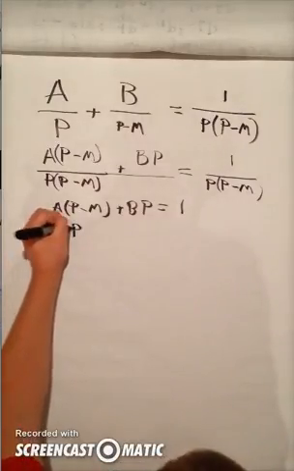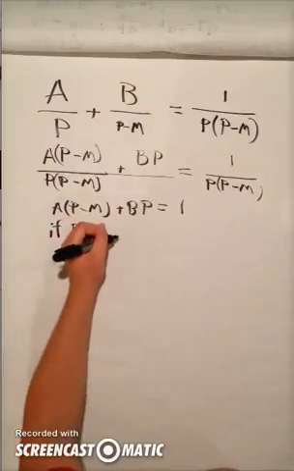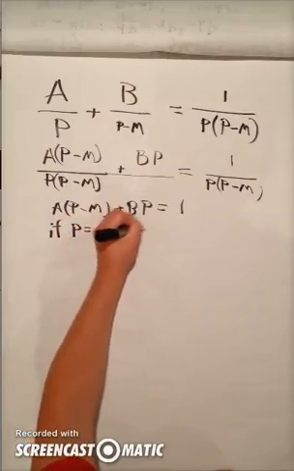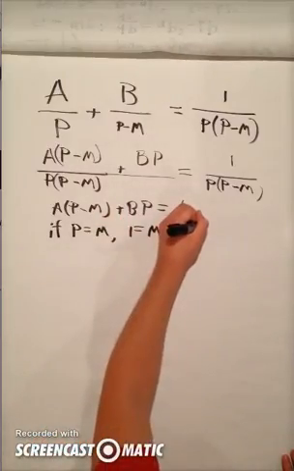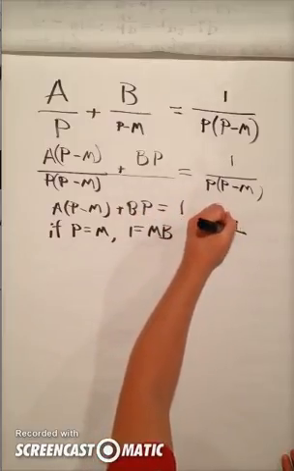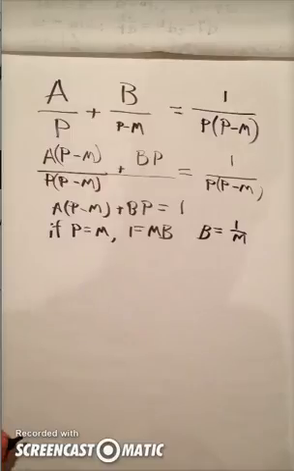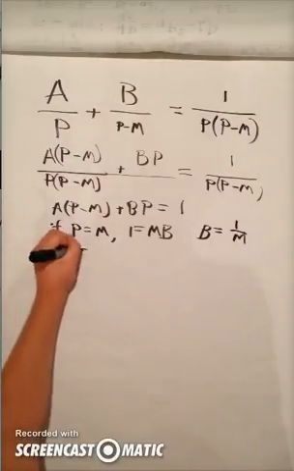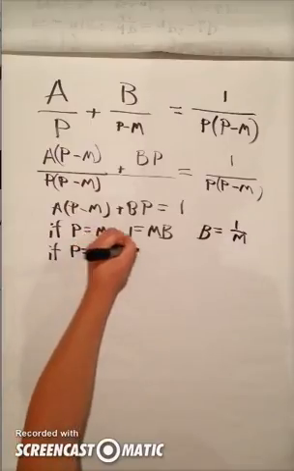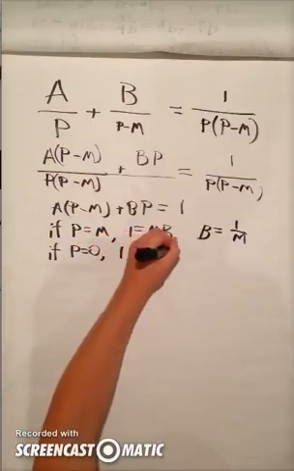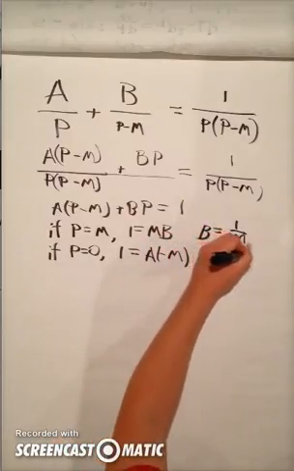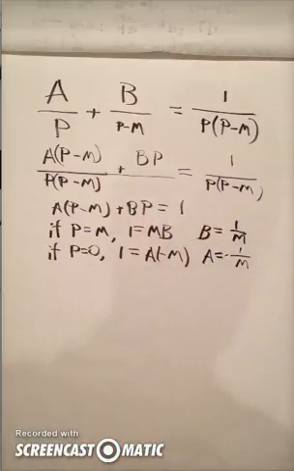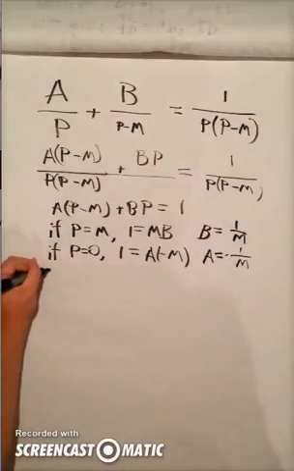Now we can try to solve for a and b. If P equals M, then 1 equals M times B, in which case B equals 1 over M. Now that we know B, if P were to equal 0, then A times negative M equals 1. In this case, A is the negative of B. Cool, now we have A and B, so we can plug those into our integral from above.